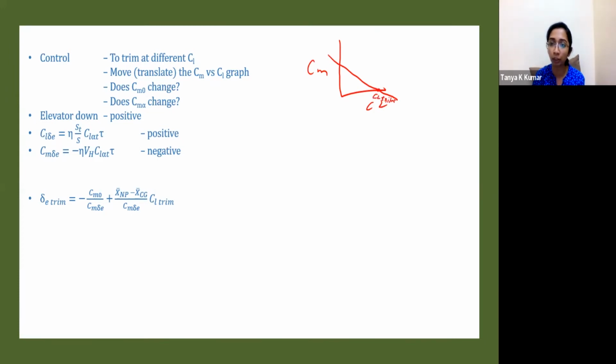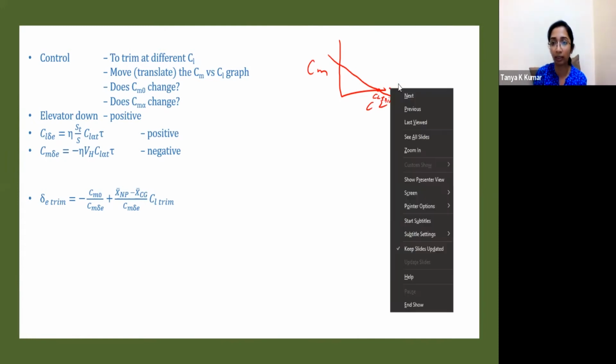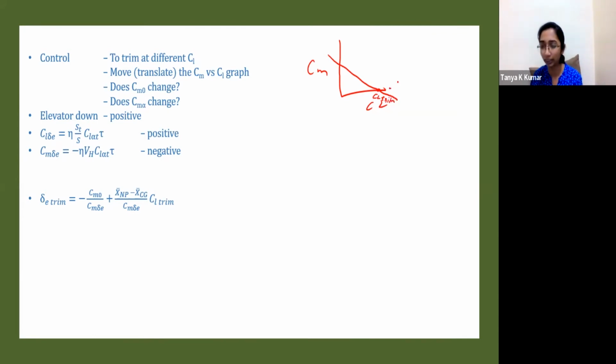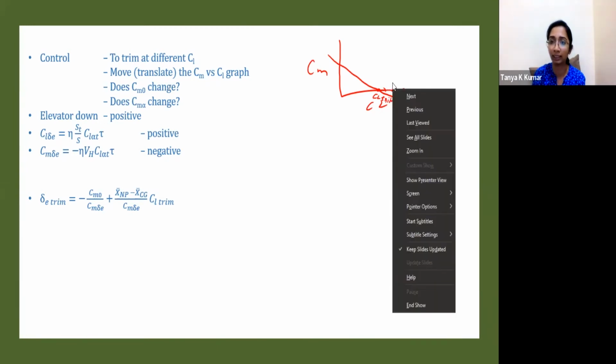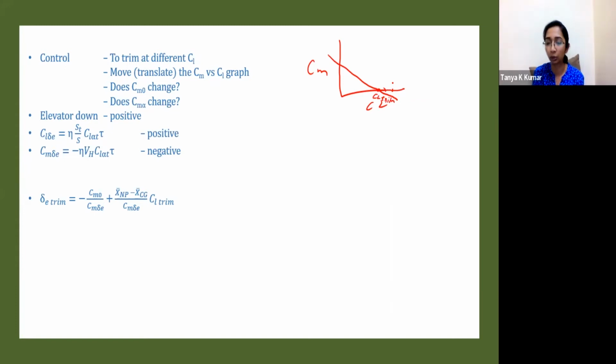Trim is when the summation of all forces and moments is 0. So in this case, CM 0 would correspond to trim. Now, if we wish to fly at a different CL trim, that is at a different velocity, suppose we want to fly at a greater velocity, the CL required would be lesser. For a lesser velocity, the CL required would be greater. So if we have to fly at this CL and trim the aircraft at that CL, we require control surfaces. Control surfaces were brought in to enable us to trim the aircraft at different velocities.